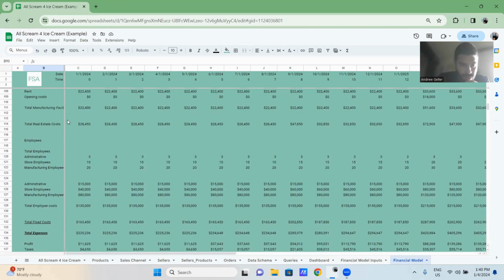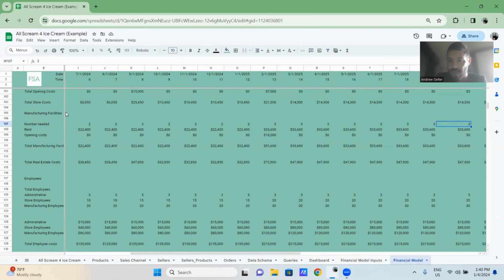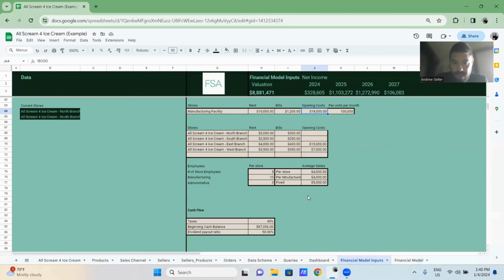Here we go. Total manufacturing facilities. There's two we need throughout this whole thing, until eventually we need three. And every time we open up a new one, we're going to need $18,000, which is what we just put in. And if we do that same thing for the rent for the stores, we can see all this. We know that these two, the North and the South branch, don't have opening costs because they're already open. So we only care about the future.